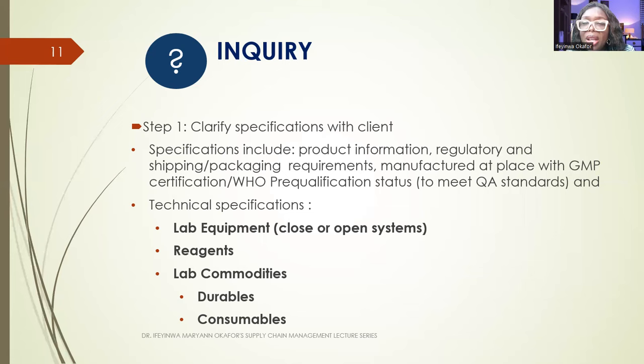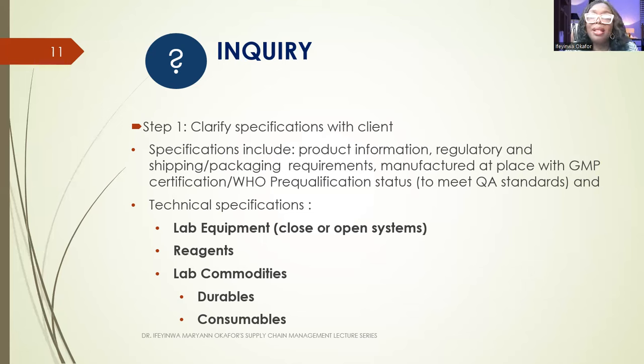Then, the second thing that you need to do is to consider technical specifications of the product you want to acquire. For example, laboratory equipment, you need to be sure what you want. Is it a closed system or open system? So you need to know exactly what you want.